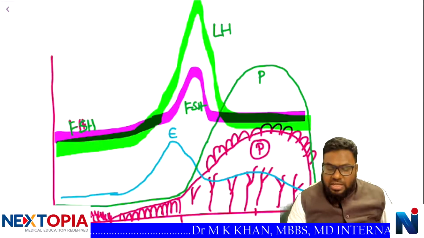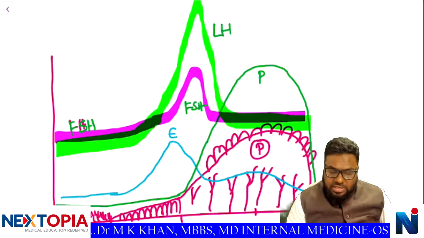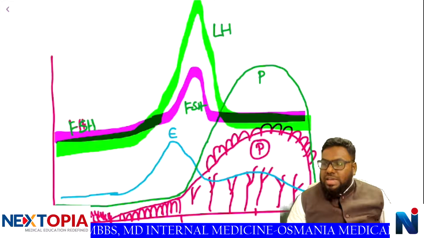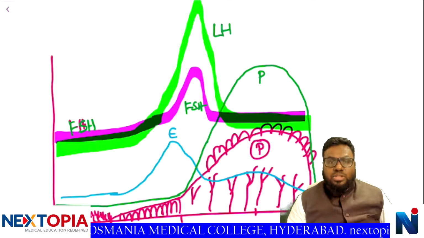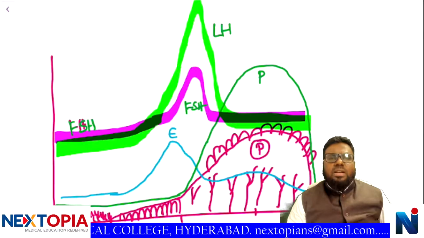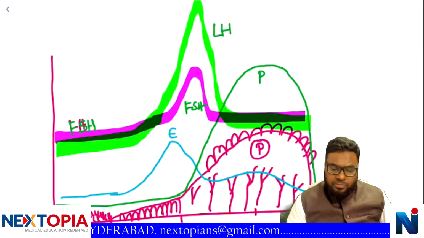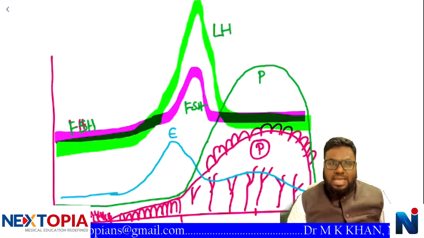It is because of the sudden fall in the levels of LH and FSH. There is sudden withdrawal resulting in menstruation. So this is the important scenario of menstruation, the menstrual cycle.